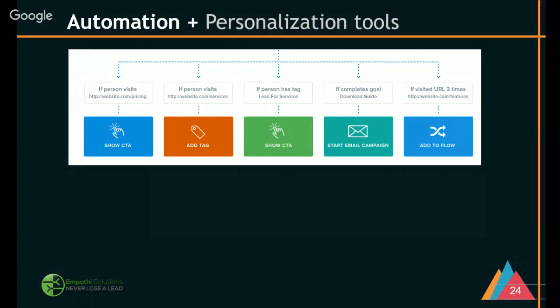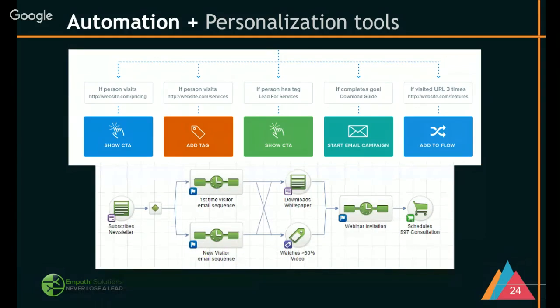So this is ConvertFlow, and usually for us personally, we will use ConvertFlow with Infusionsoft, where that tag data is actually added to Infusionsoft. So you can see in this example, if they subscribe to the newsletter and it's a first-time visitor, I want to send him a particular email sequence. But if a new visitor, I will want to send him a different sequence, right? And if he downloaded my white paper, I want to send him an offer to join my webinar. And in the webinar, I want to offer a $97 consult.